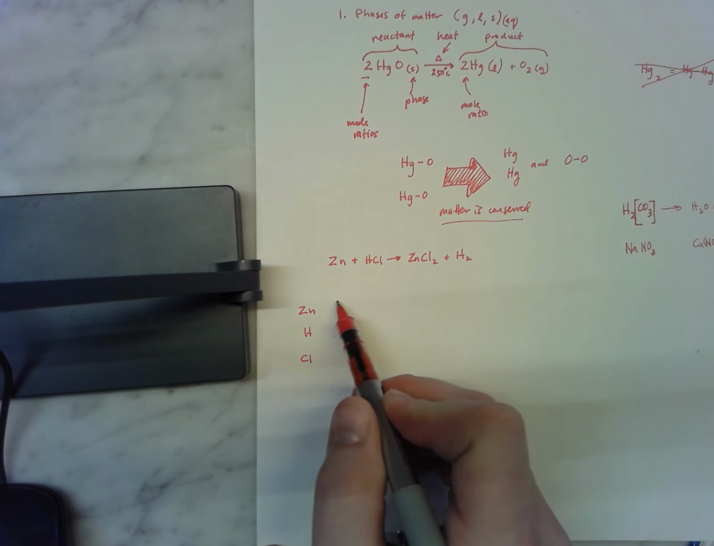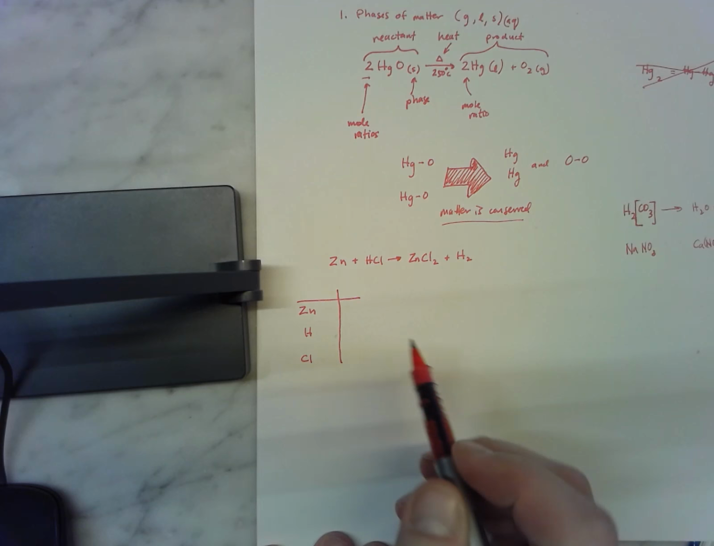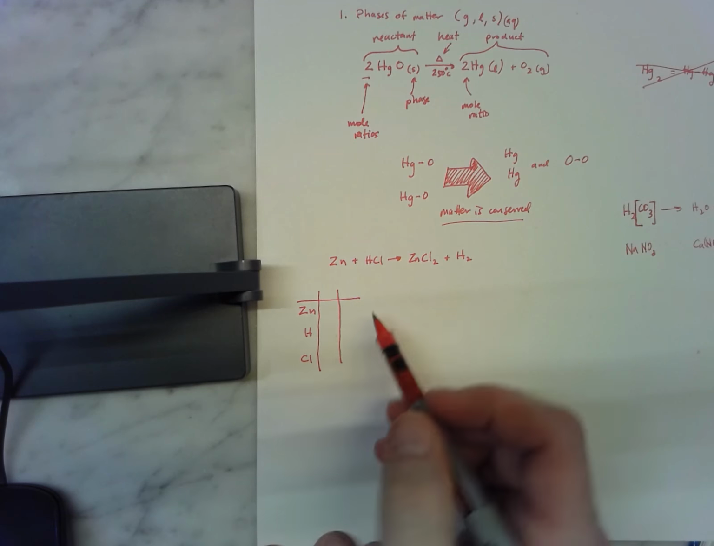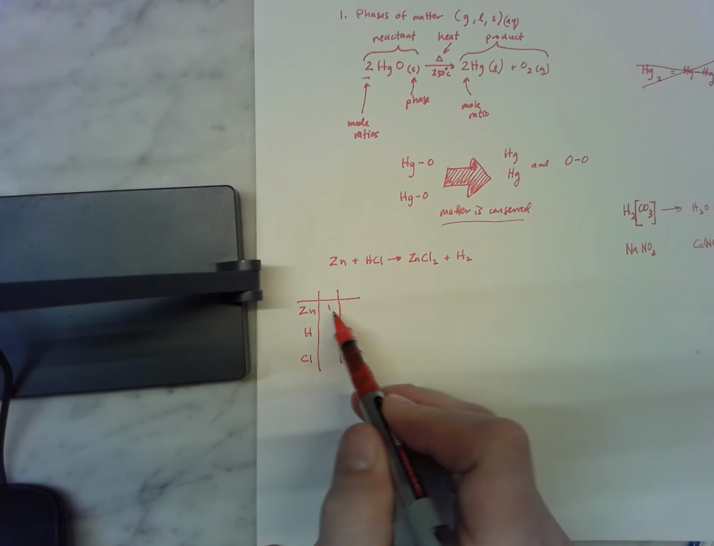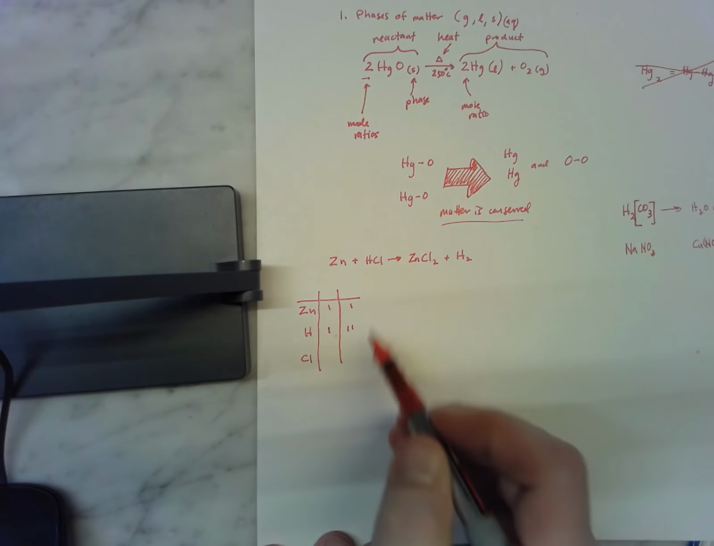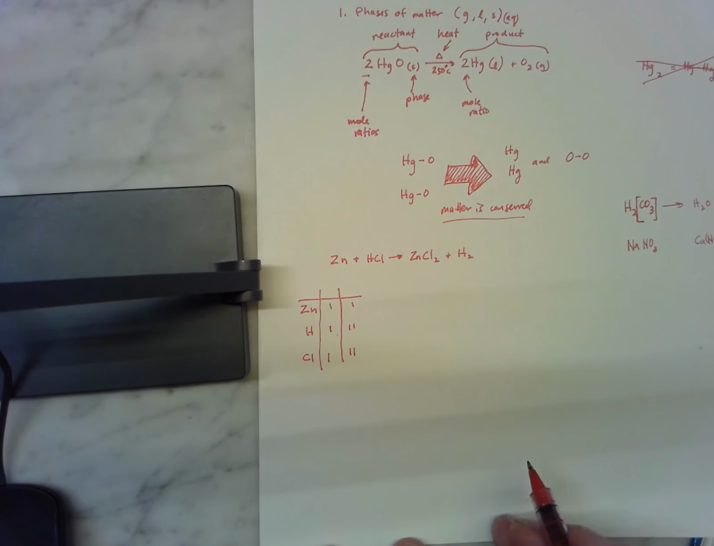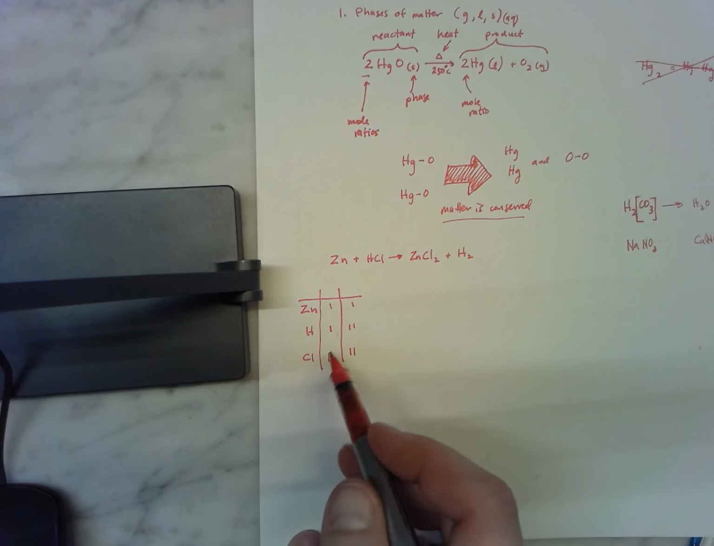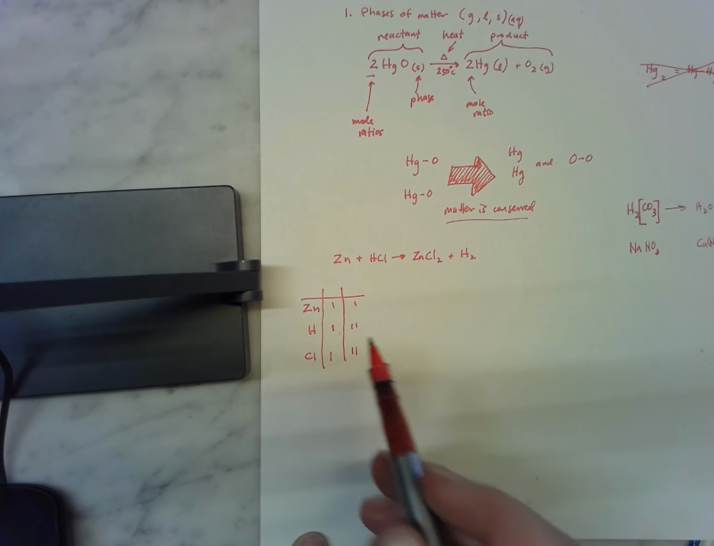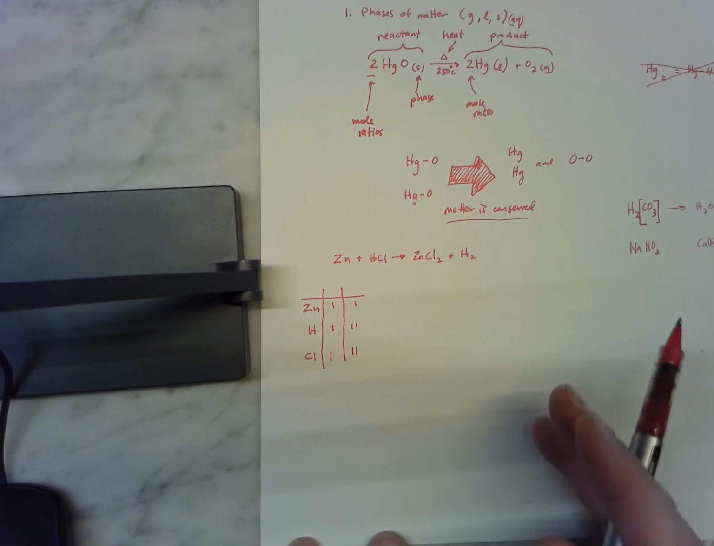I'm just going to tally them. What do we got? One on this side and one on that side for zinc. For hydrogen, we've got one here and two here, so that's not balanced. Then chlorine, one on this side and two on this side. All we have to do is go to whichever one we want and put a coefficient that makes that one balance. Don't worry about doing everything all at once. Sometimes it works out and sometimes it doesn't. Just focus on one at a time and then move on to the next.